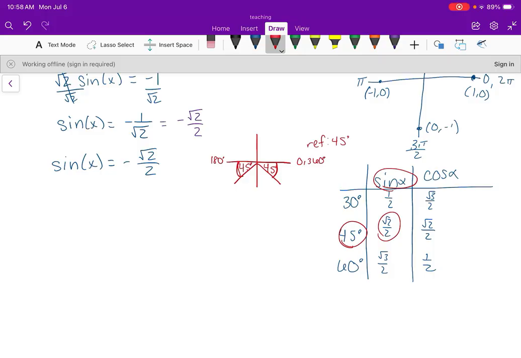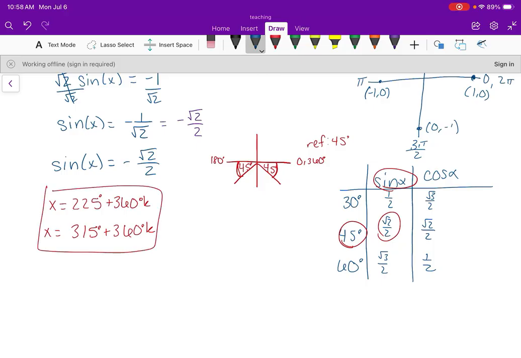In quadrant 3, it's going to be 180 plus 45, so that would be 225 plus 360k. Quadrant 4 would be 315 plus 360k.